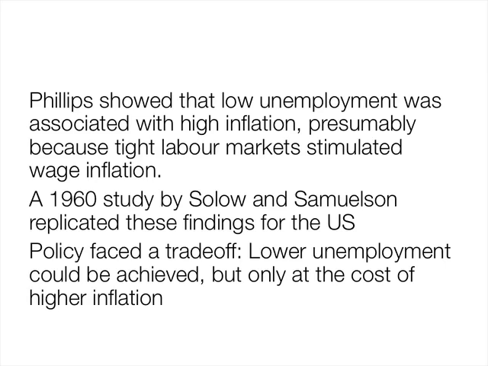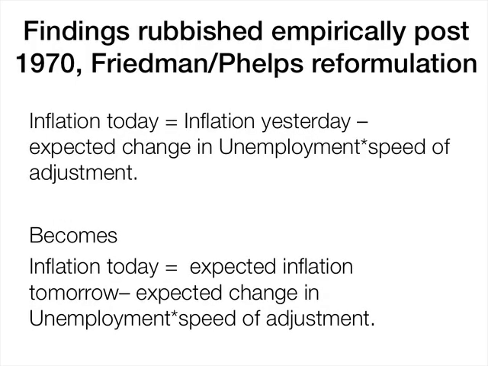Robert Solow and Paul Samuelson, two future Nobel laureates in economics, replicated these findings for the US and they trashed them. They showed that lower unemployment could be achieved only at the cost of higher inflation, but also with an expectations component. People think about future inflation. And they were really kicked around in the 1970s by two guys who would also later win the Nobel Prize, Milton Friedman and Ned Phelps. What Milton and Ned said was, basically, inflation today has to be related to the way you think about the future.